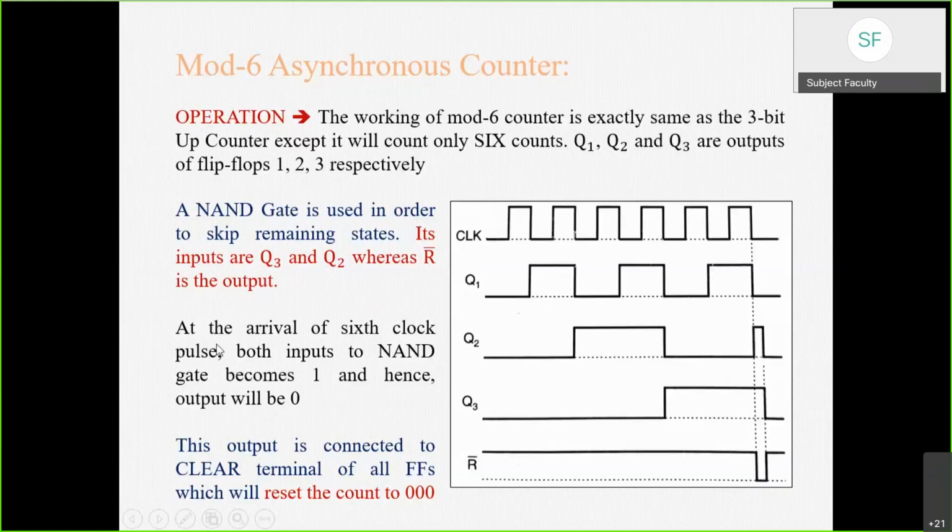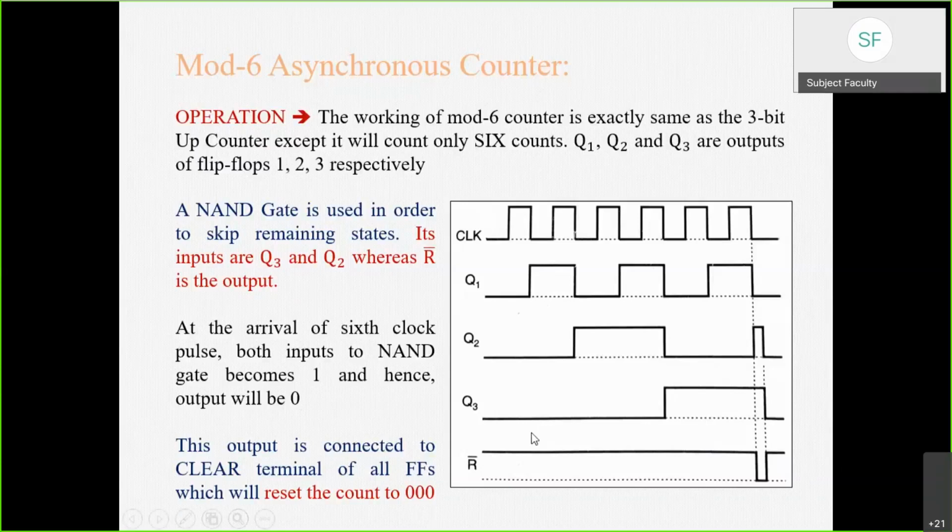At the arrival of the 6th clock pulse, what happens? Both inputs to the NAND gate become 1 and hence its output becomes 0. And as soon as the output becomes 0, this output is connected to the clear terminal of all flip-flops, which will reset the count to 000.